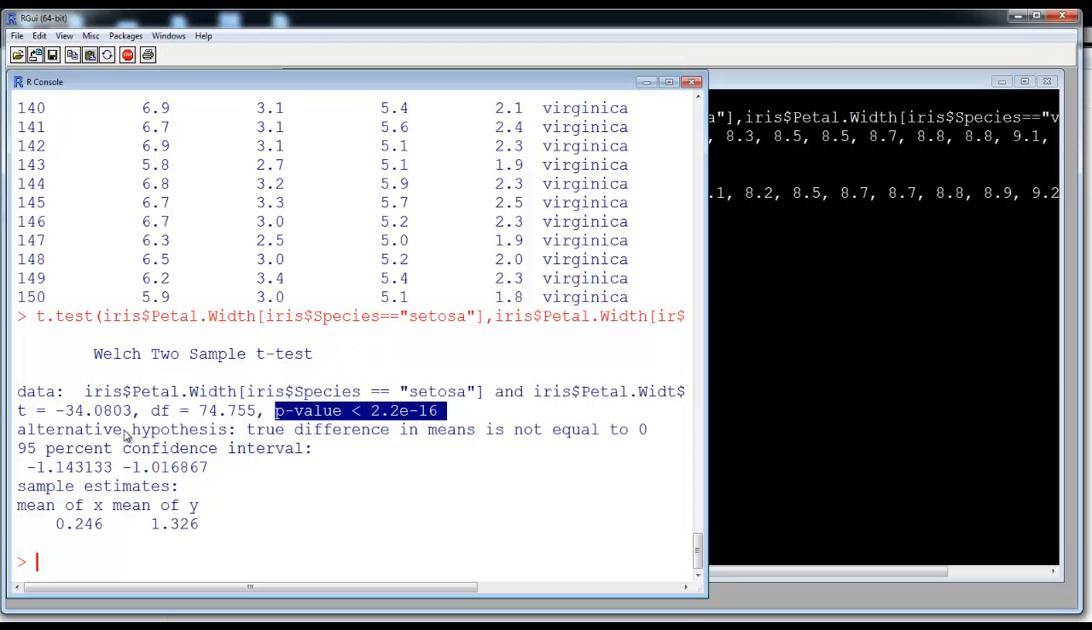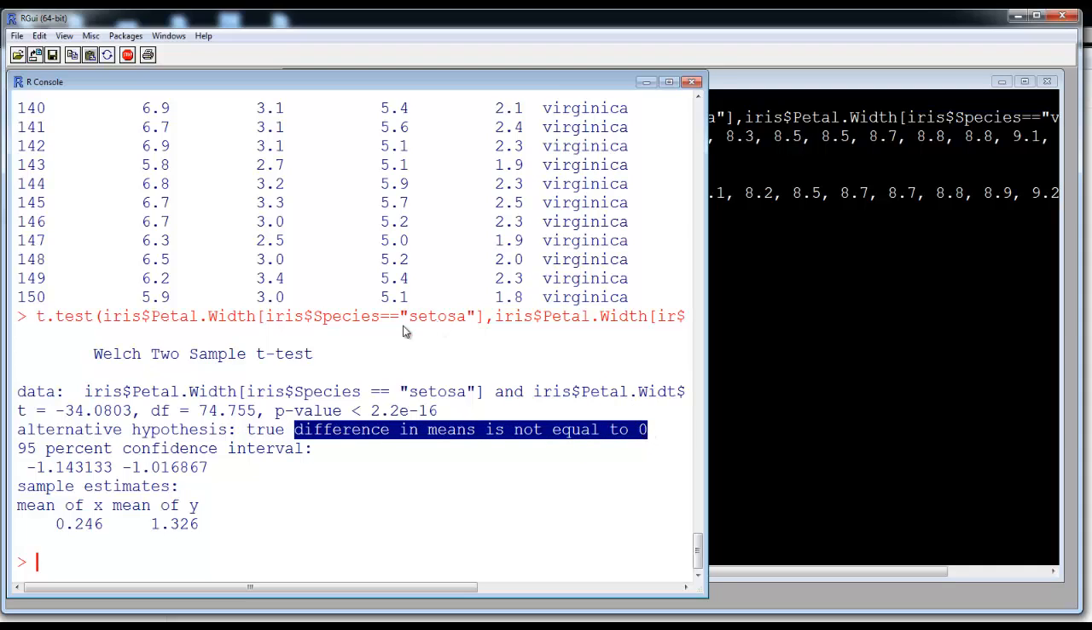So that means the alternative hypothesis is true, that is, the difference in means is not equal to 0. So by default R will set the hypothesis as that the mean is equal, and here you can see the difference in mean is not equal to 0. So the 95% confidence interval gives you minus 1.14 to minus 1.016867. So you see 0 does not even lie in this interval. So since 0 does not lie in this interval, you also reject it.